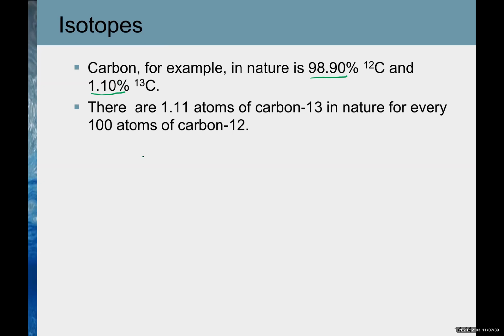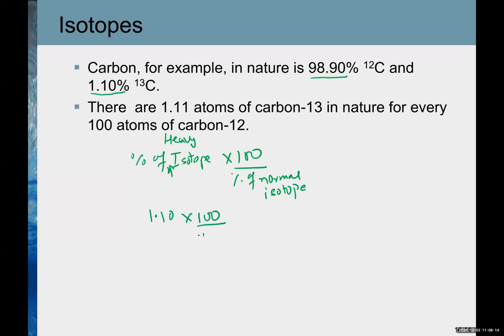So you apply this formula. You see the percent of heavy isotope multiplied by 100 divided by percent of the normal isotope. I should say percent of heavy isotope. So in case of carbon, percent of heavy isotope was 1.10, multiplied by 100 divided by 98.90.